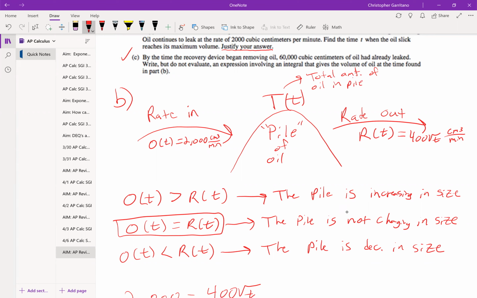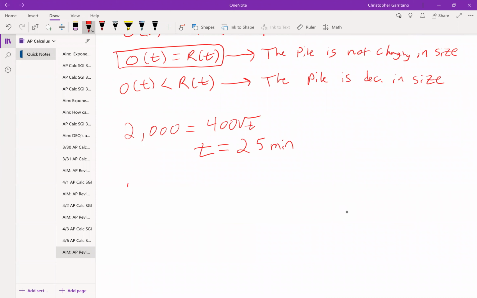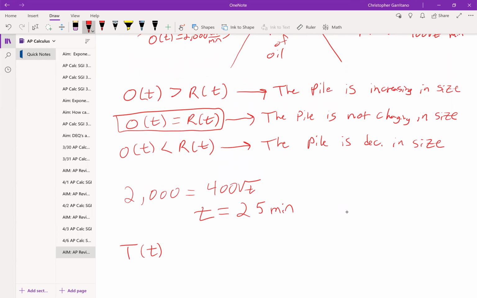At time T, and this is the total amount of oil in cubic centimeters. All right, well, how do we really figure out at any time T what the total amount of oil is? And this is essentially the function that we're trying to maximize, right? And we've actually found the time where it should be a maximum. We just now have to go ahead and justify it.